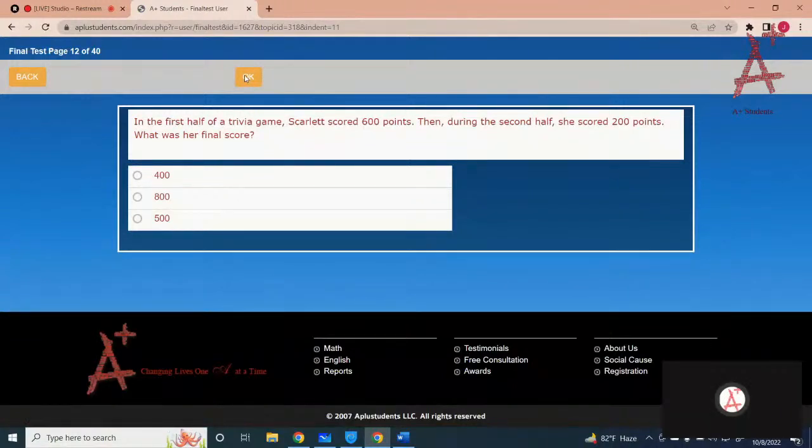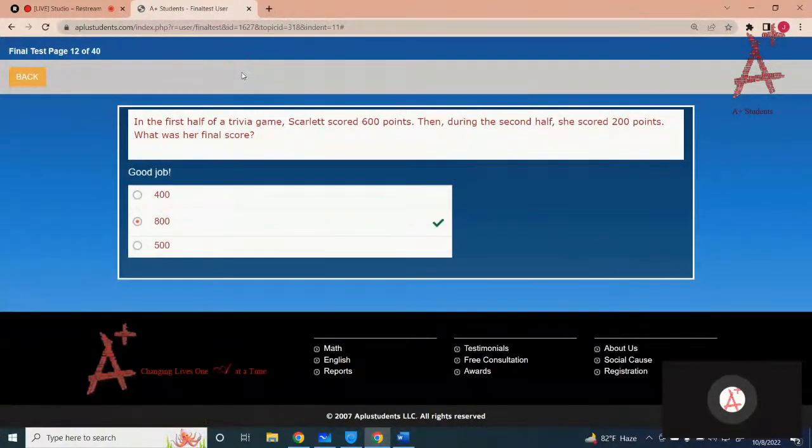Okay, in the first half of the trivia game, Scarlett scored 600 points. Then in the second half, she scored 200 points. What was her final score? So 600 plus 200 is? Yes, it is 800. That means she scored 800 points. Got it?